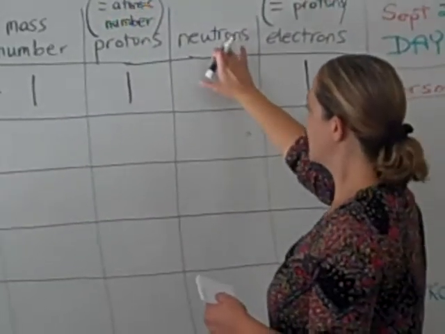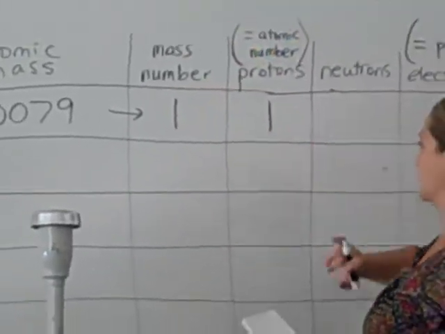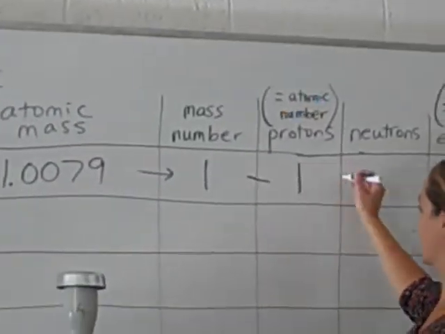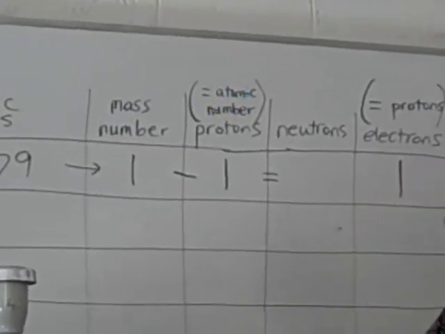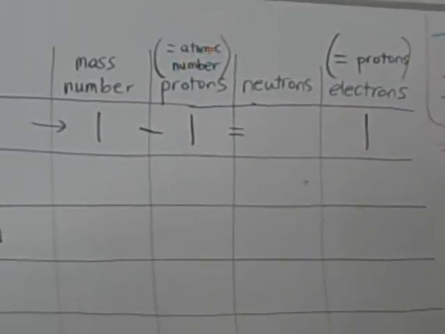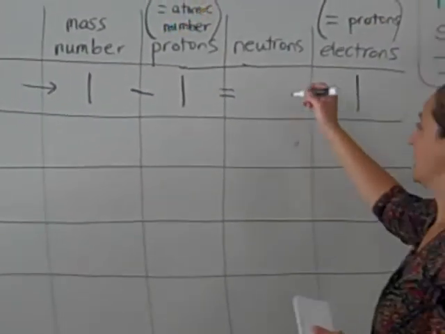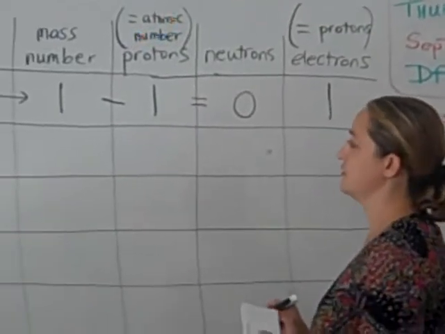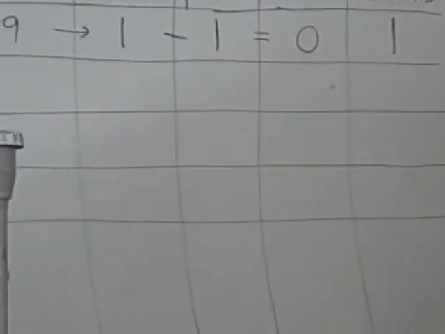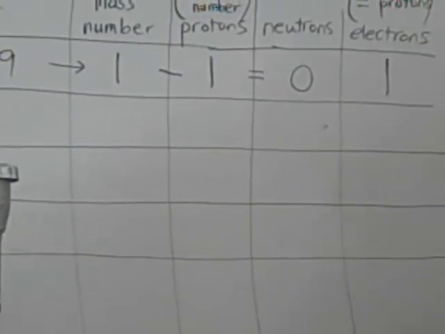All right. Neutrons in the crossword puzzle was the mass number plus the protons together. So you're going to subtract to get the number of neutrons. And would anybody like to try that? Yes? 0. Good. It's the only element with 0 neutrons. Okay. Now that you guys have an example up here, I should be able to call on you.